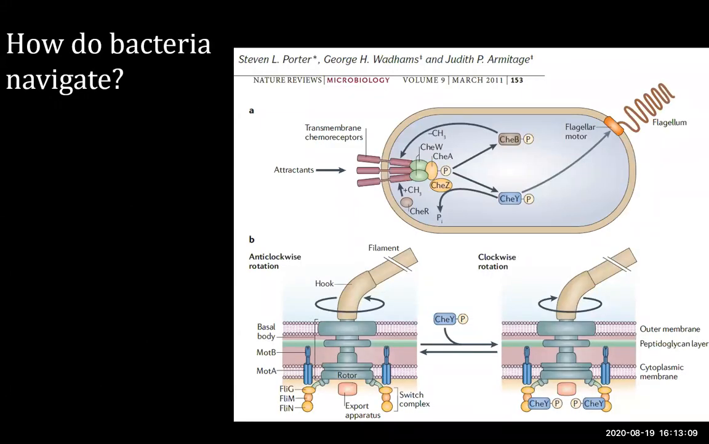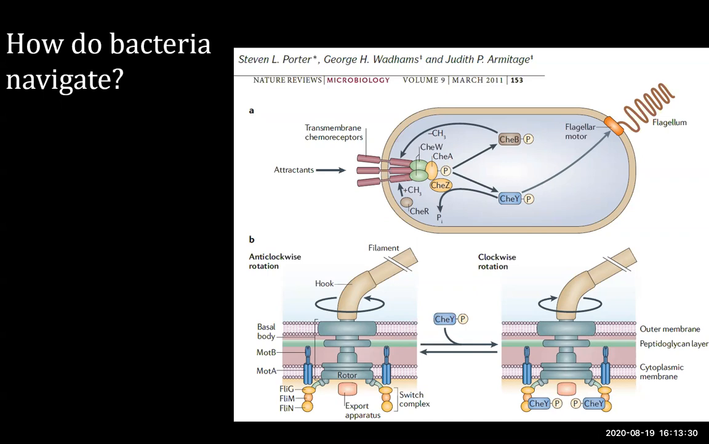I'm not going to go into a lot of detail about how bacteria navigate, but I wanted to put up a couple of slightly scary looking pictures. Because I'm a physicist, I can get rid of most of the detail here. This is a great review. If you want to know anything about how E. coli and B. subtilis and these other cells do chemotaxis, check out the review by Stephen Porter, George Wadhams and Judy Armitage.